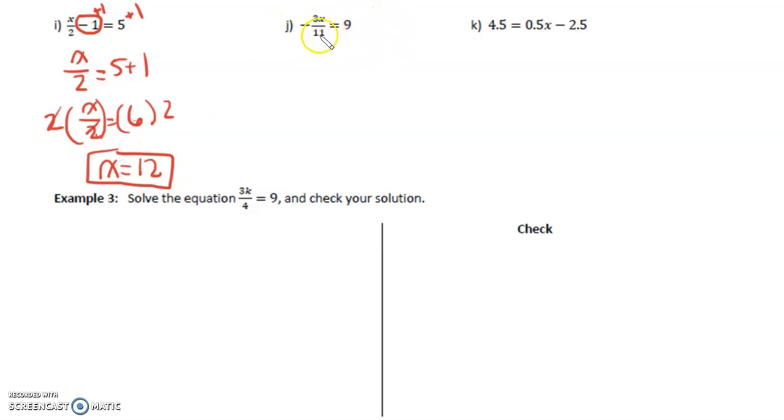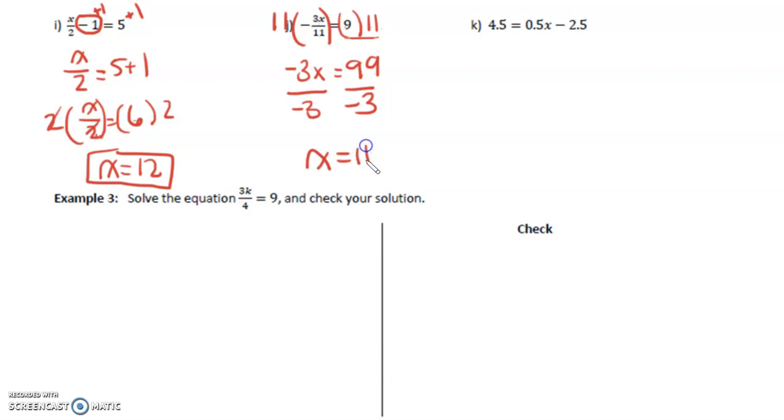Okay, negative 3x divided by 11 equals 9. I'm going to first deal with this divided by 11. So we're going to multiply both sides by 11. And I'm left with negative 3x equals 99. Okay, because 11 times 9 is 99. Now we're going to divide both sides by negative 3. And I get x equals negative 11.